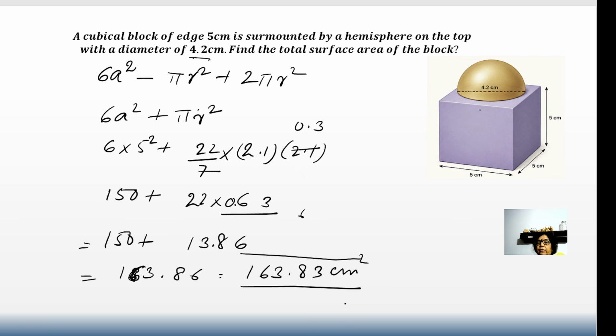So this is what you have to understand over here. This space, the top surface, the hidden region, we do not have to take in the calculation. So that is why we subtract pi r square.